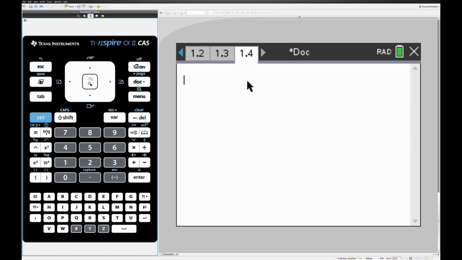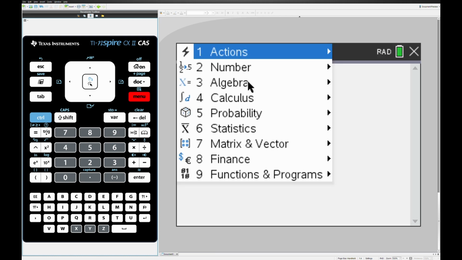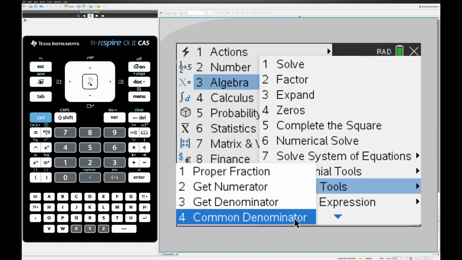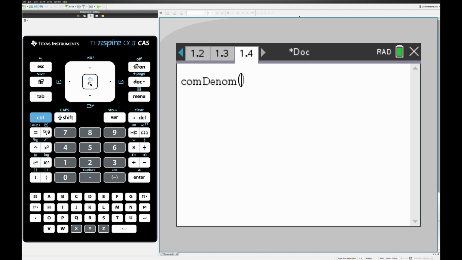When adding and subtracting algebraic fractions, there is only one extra thing you need to know. We need to tell the calculator to make both fractions have a common denominator. You can do this by going Menu, 3 for Algebra, 9 for Fraction Tools, 4 for Common Denominator. I find it easier personally to just type the letters COMDENOM. Both will work the same.